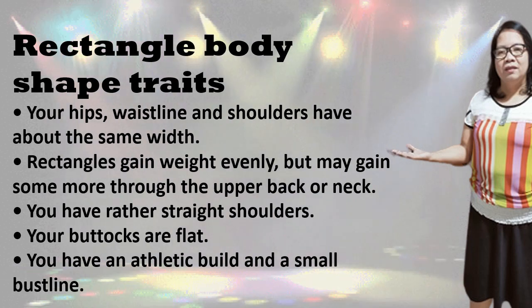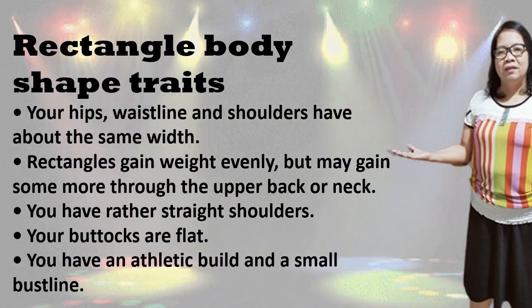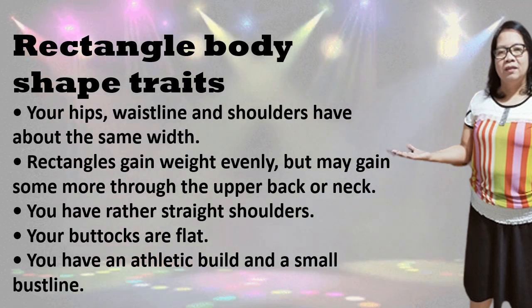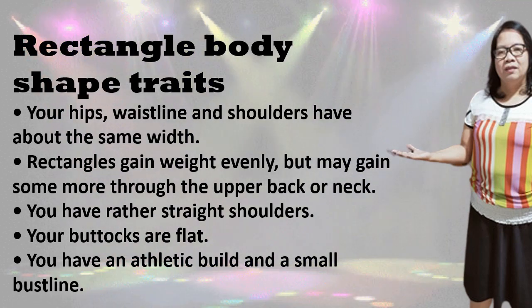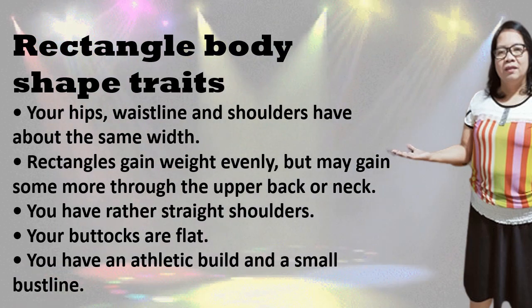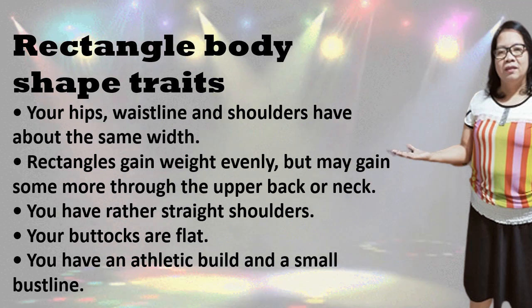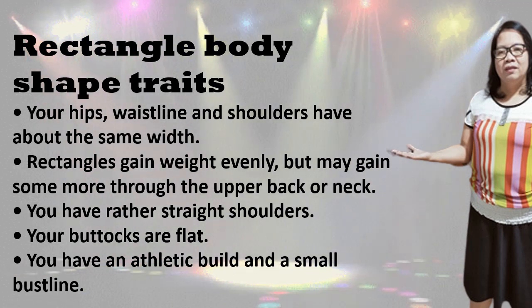Rectangle body shape traits. Your hips, waistline, and shoulders have about the same width. Rectangles gain weight evenly, but may gain some more through the upper back or neck. You have rather straight shoulders. Your buttocks are flat. You have an athletic build and a small bust line.